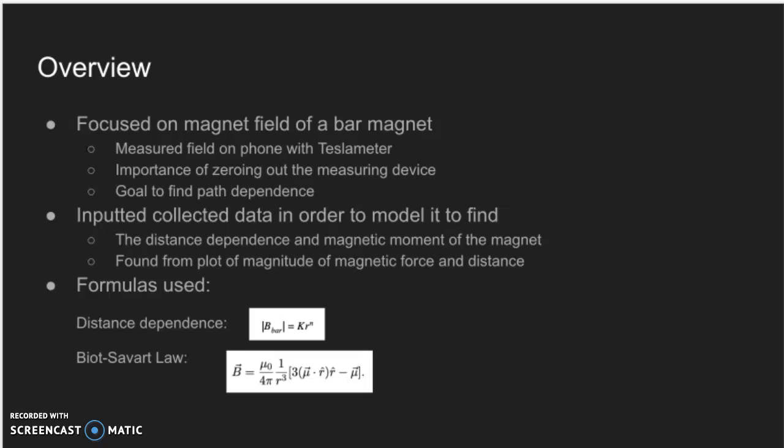After we'd collected all the data, we inputted all this data into Excel in order to model it and find that distance dependency and the magnetic moment of the magnet. We found this from the plot of the magnitude of the magnetic force and the distance from how far the bar magnet was from the measuring device.